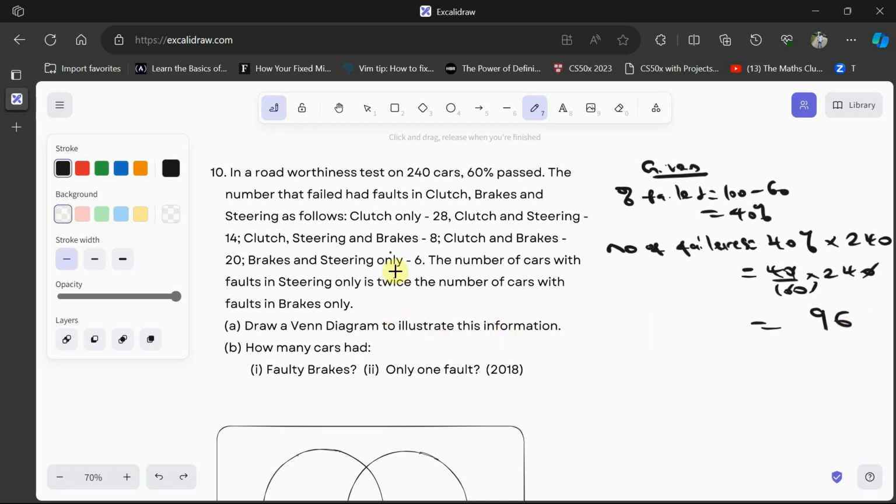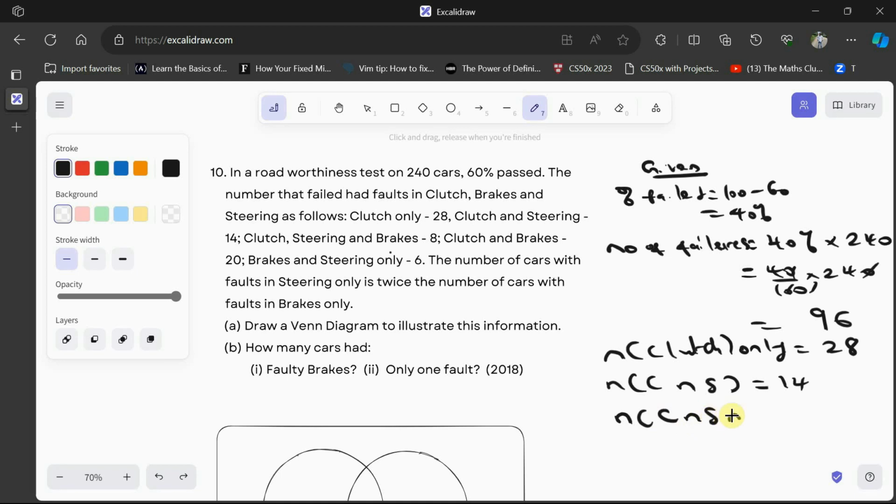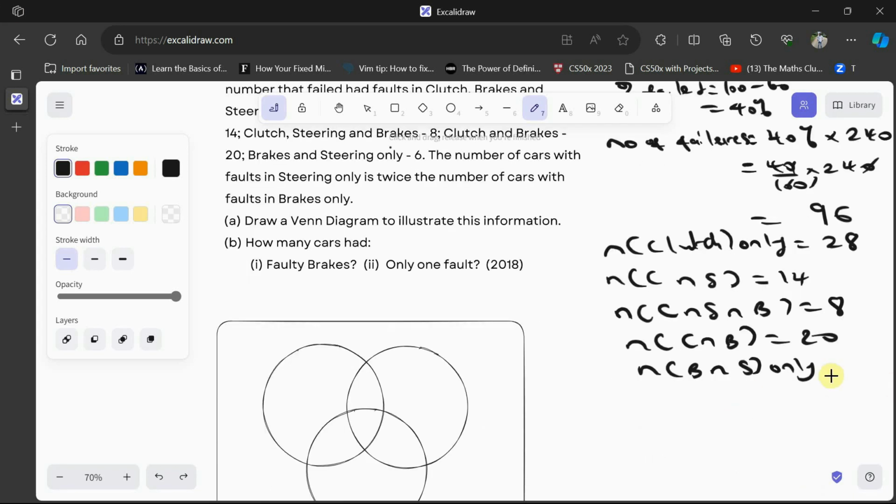So out of those 96, clutch only was 28, so number of clutch only was 28. Then it says number of clutch, let me just say C intersection S. There's no only here, so this is 14. And then N of C intersection S intersection B, that is 8. And number of C intersection B, that will be 20. And then the number of B intersection S, but there's an only here, so this is equal to 6.